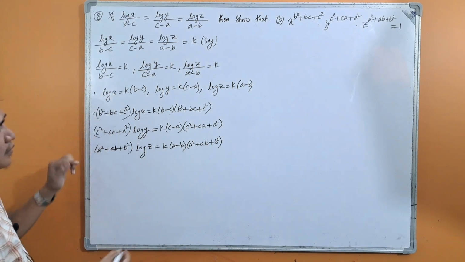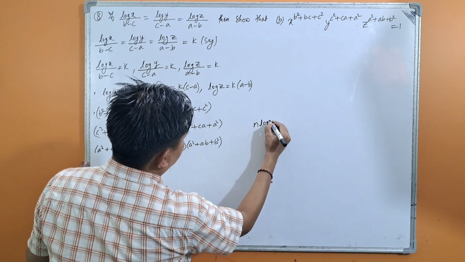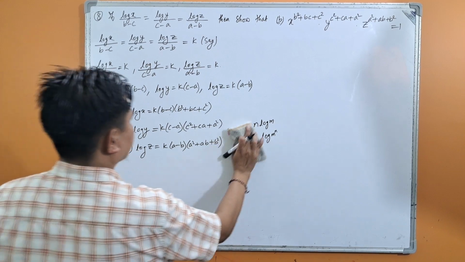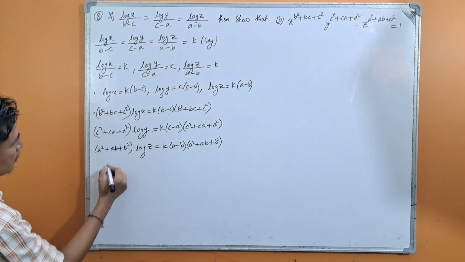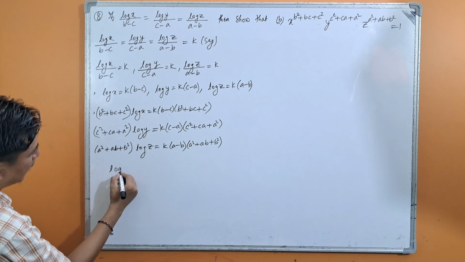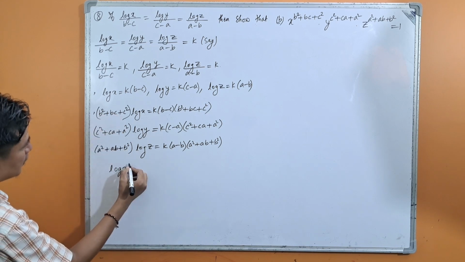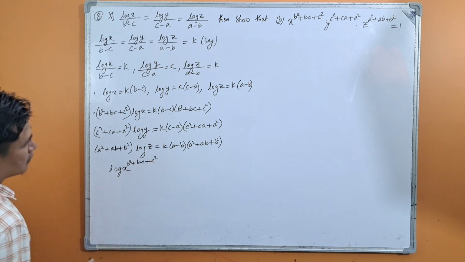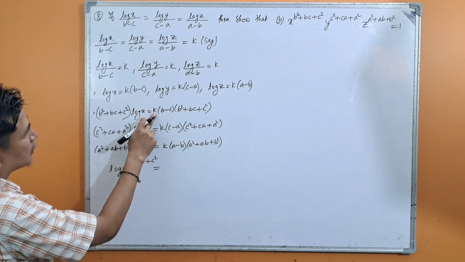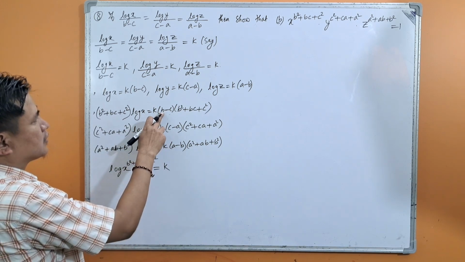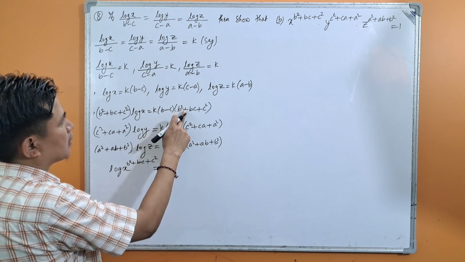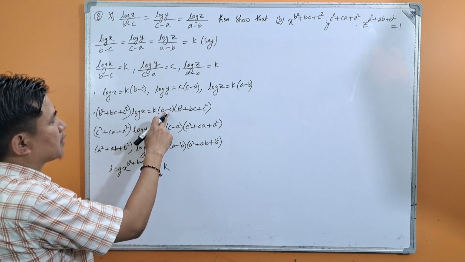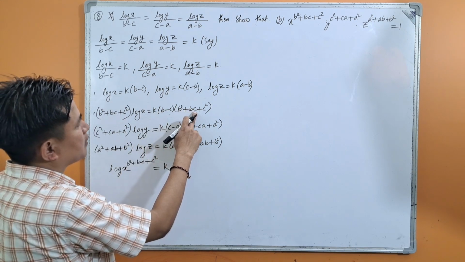Now if we have n log m, this becomes log m to the power n, isn't it? So we apply this rule here. Here log x to the power, this number goes as power, b square plus bc plus c square, equal to k into, now this is a minus b into a square plus ab plus b square. We assume b as a and c as b. So this becomes a minus b into a square plus ab plus b square.